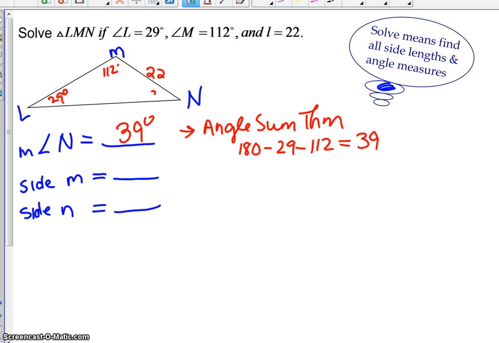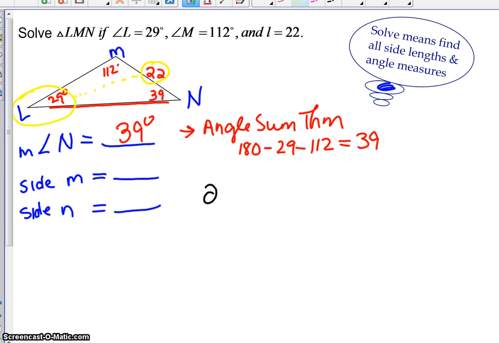Now, I need to go and say, what is my side M here? How do I find this side M? Well, I have a couple options. I think my best option is to look here at my angle L. Oh, no, excuse me. It's best to use angle L because angle L is across from the side 22. All right. So I'm going to use that ratio.